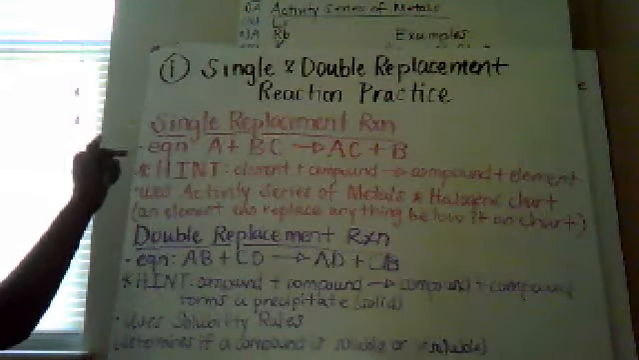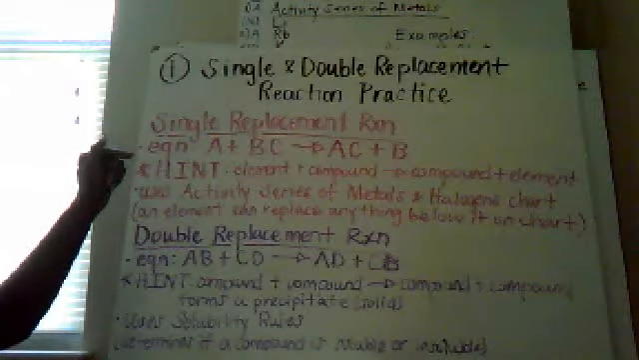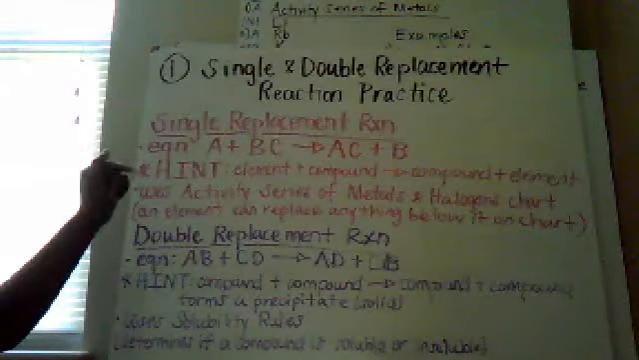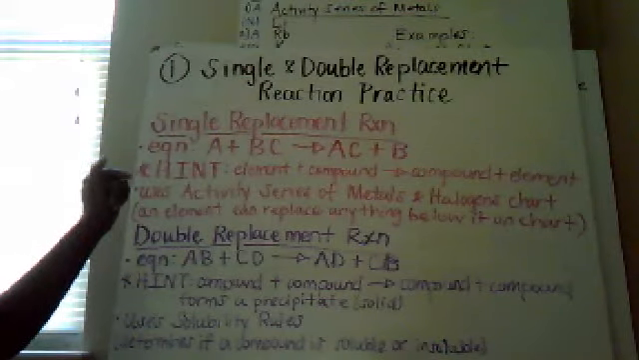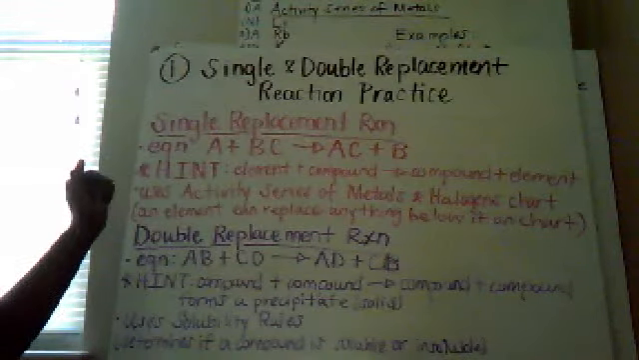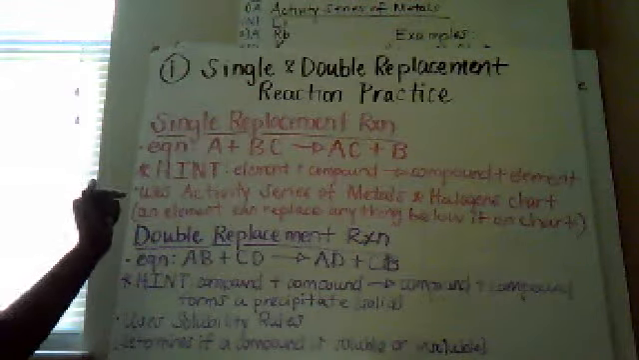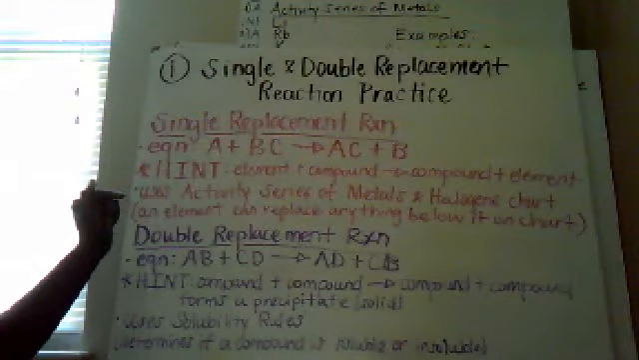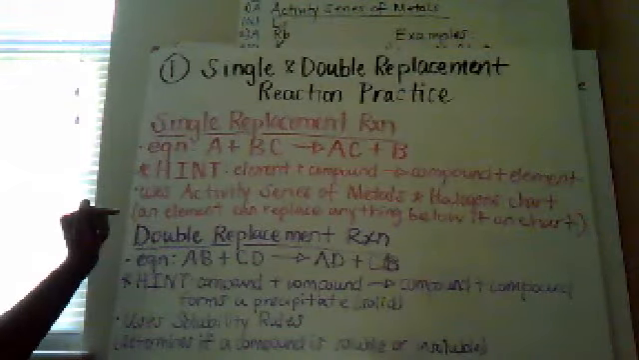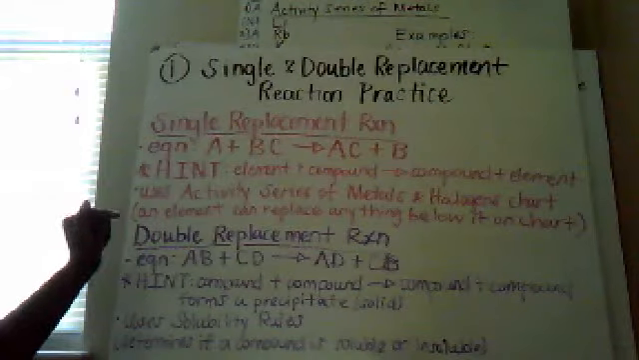Single replacement reaction has the equation A plus BC. It's going to yield AC plus B. The hint here, you're going to always have an element plus a compound for reactants and a compound plus an element for your products. It uses the activity series of metals or activity series of halogens chart. This is when an element can replace anything below it on the chart.